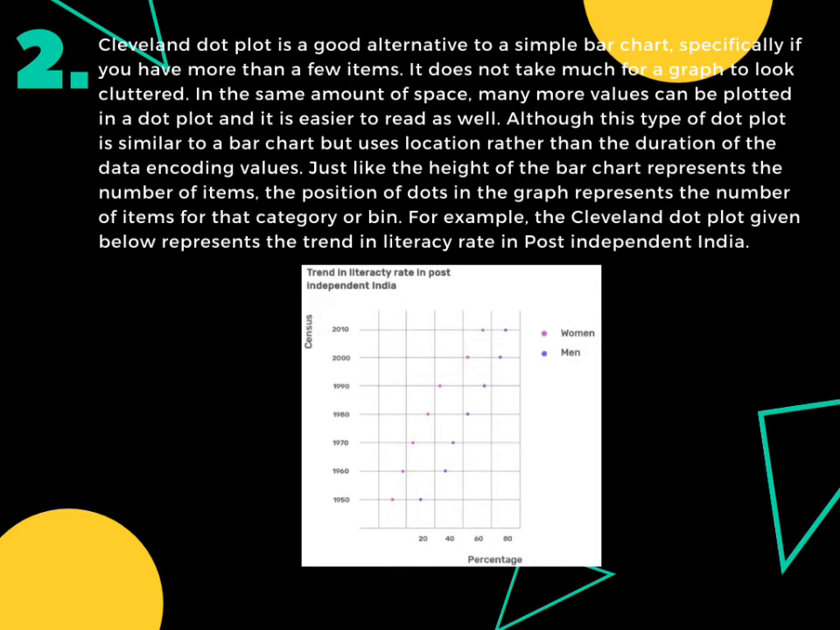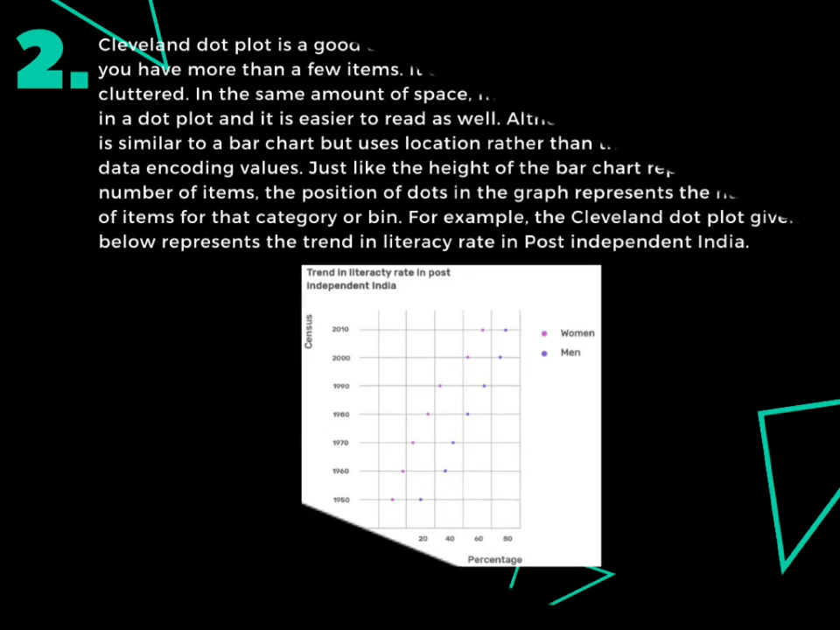Just like the height of the bar in a bar chart represents the number of items, the position of dots in the graph represents the number of items for that category or bin. For example, the Cleveland dot plot given below represents the trend in literacy rate in post-independent India.